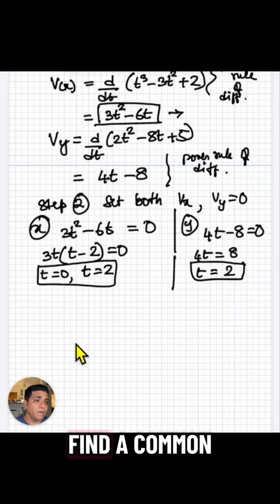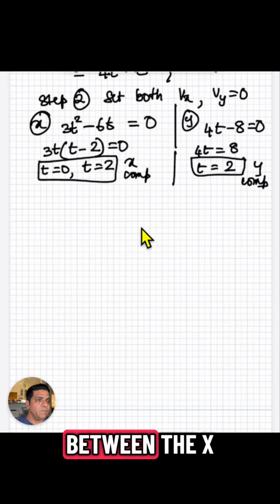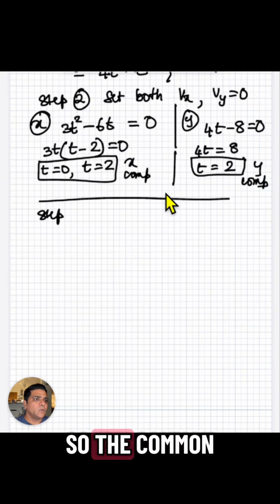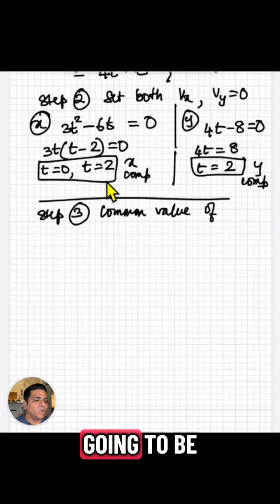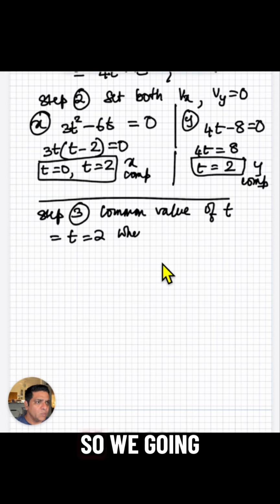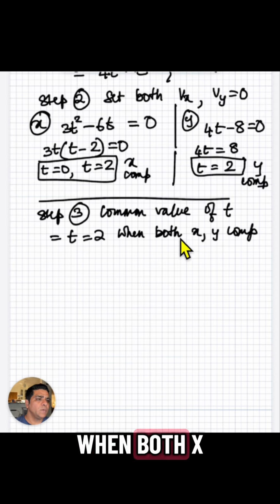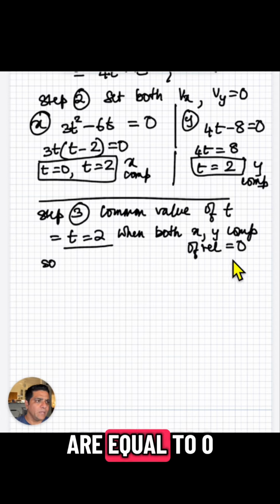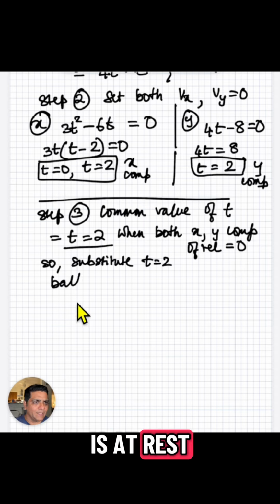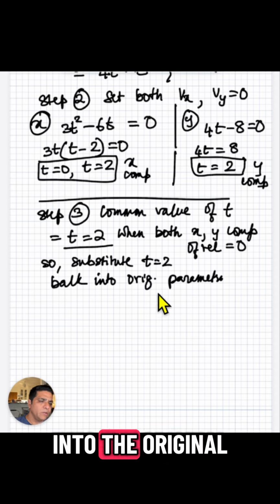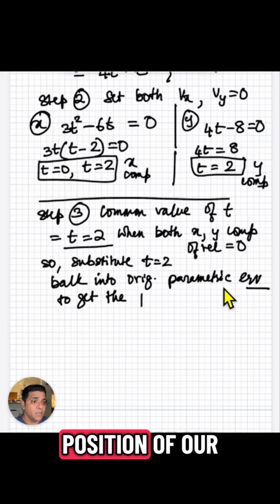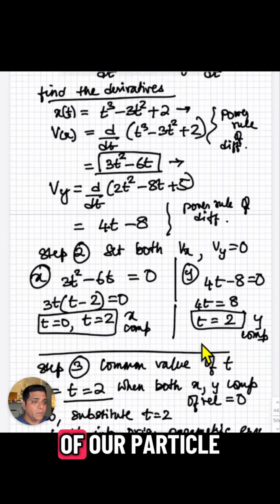So we have to find a common t value between the x and y components of the velocity. The common t value is 2. So t is 2 when both the x and y components of the velocity are equal to 0 and the particle is at rest. Now substitute t equals 2 back into the original parametric equations to get the position of our particle.